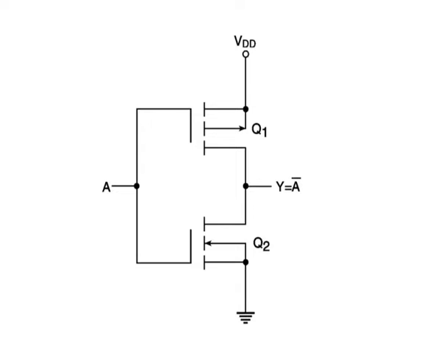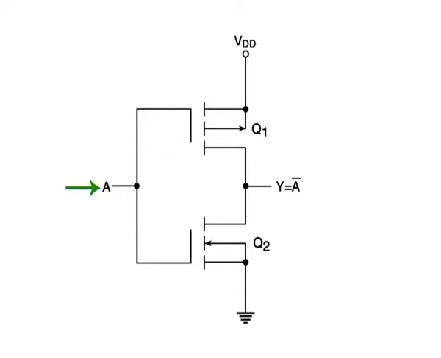CMOS inverter. As shown in the figure, the inverter is the most fundamental building block of CMOS logic. It consists of a pair of N-channel and P-channel MOSFETs connected in cascade configuration. When the input is in the high state, P-channel MOSFET Q1 is in the cutoff state, while the N-channel MOSFET Q2 is conducting. The conducting MOSFET provides a path from ground to output and the output is low.